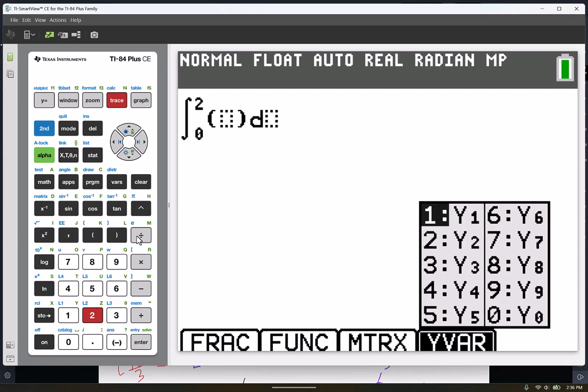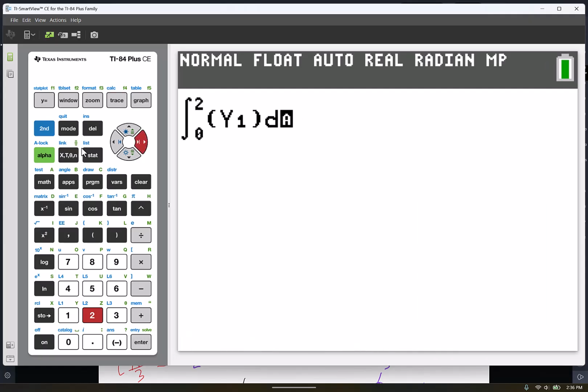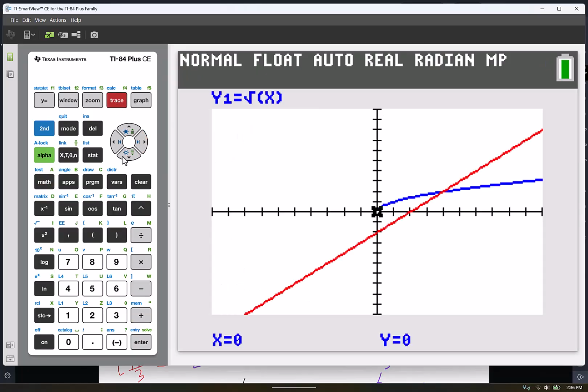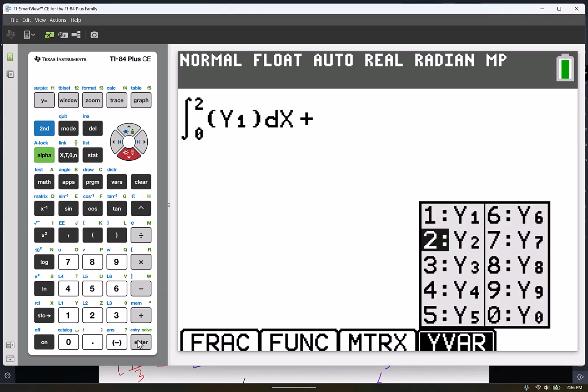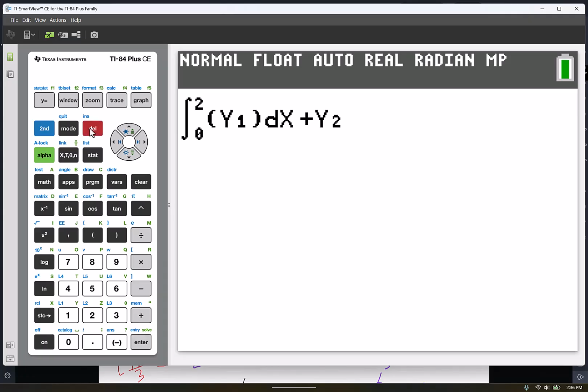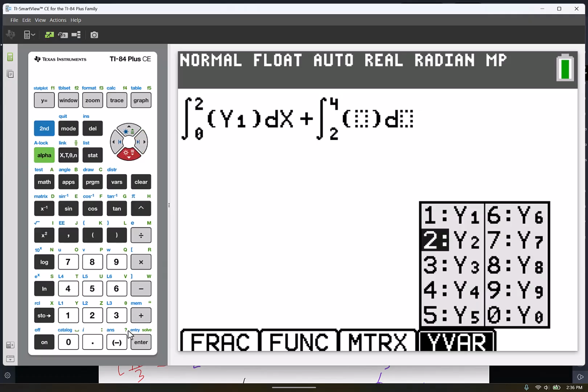Just alpha trace y1, x, and then the next one plus math, alpha trace y2. Sorry guys, it's been a day. I need to put math first. I need to put the integral first. Math 9 from 2 to what? 2 to 4. What are you going to say, Kyle? Alpha trace y2, and put an x. All right, bam.